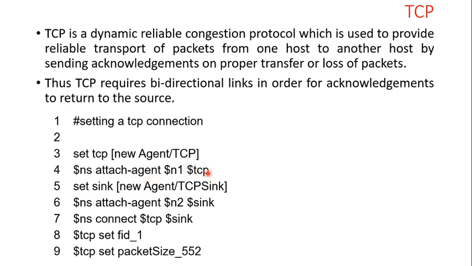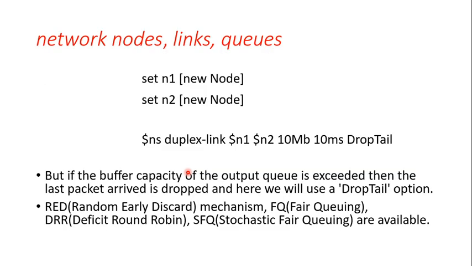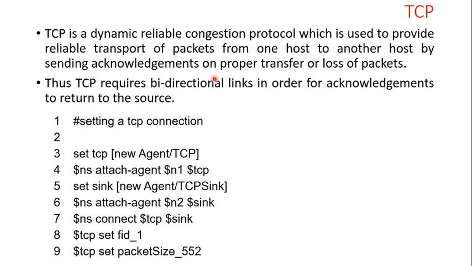You are attaching this TCP, which is a pointer to the TCP agent, to N1. N1 is the node which was created earlier. So how did we create N1? By using set n1 new node. Like this we already created the N1 node, and you are making it a TCP agent by attaching the TCP agent to the N1.